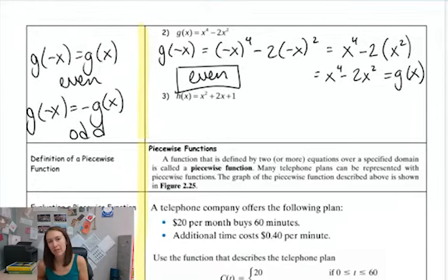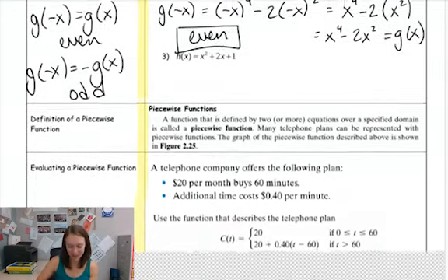I'm going to leave number 3 for you guys to work on. You can check your answer on the calendar. If it's not even, make sure to check to see if it's odd. Sometimes it's neither, hint, hint. So you can play with number 3 there.